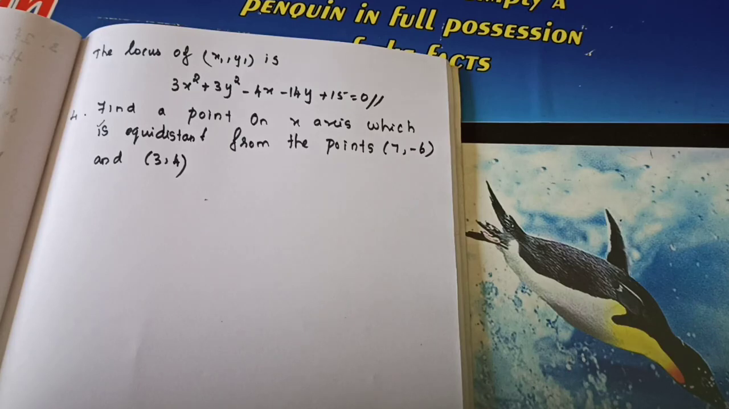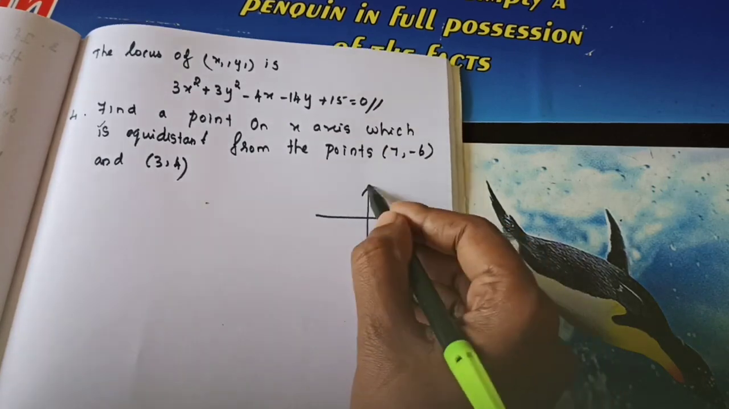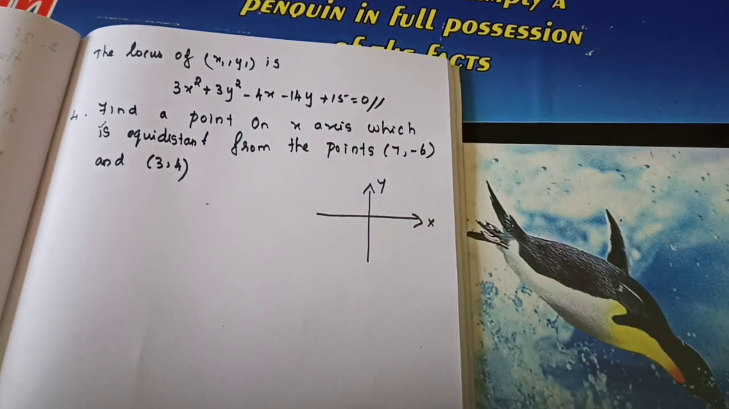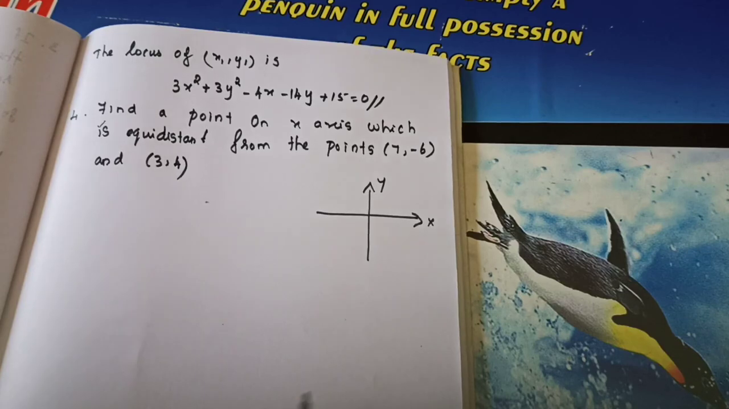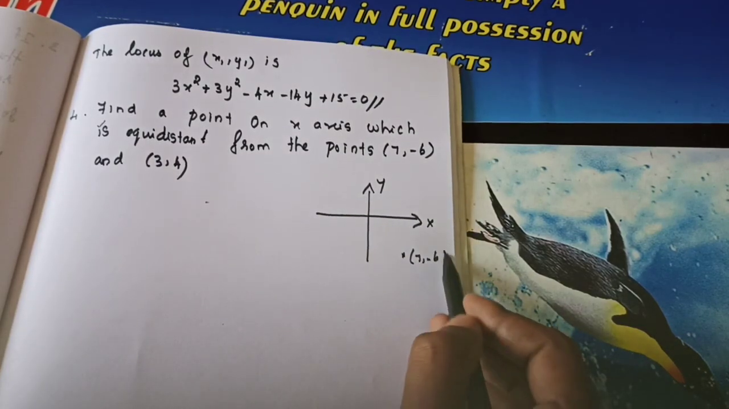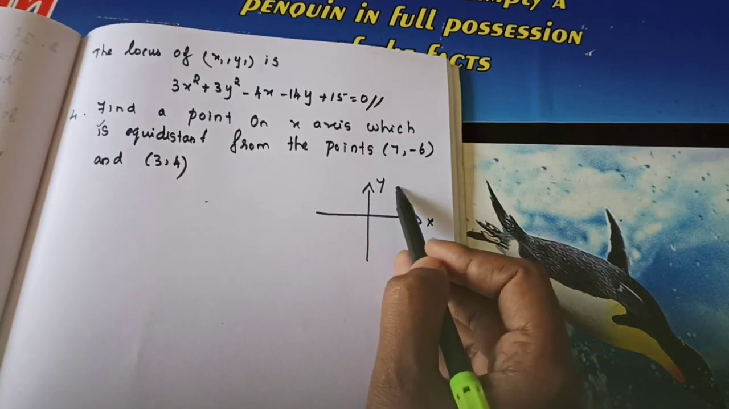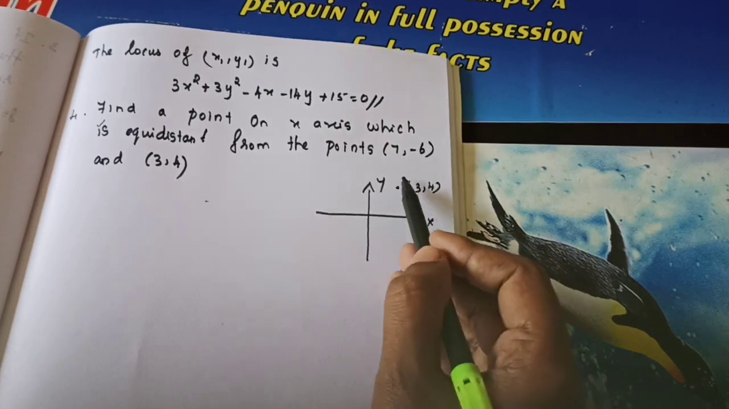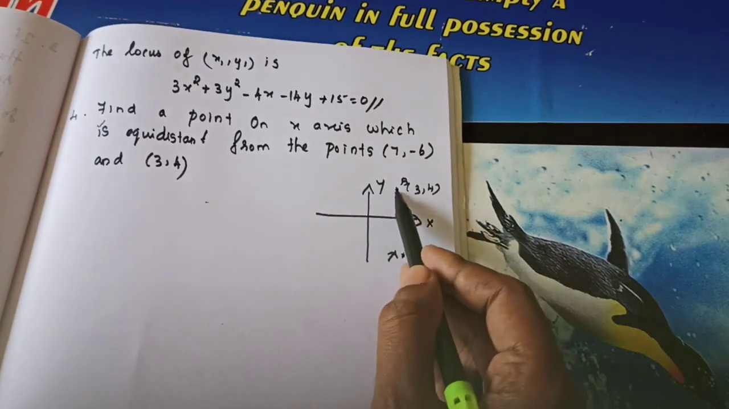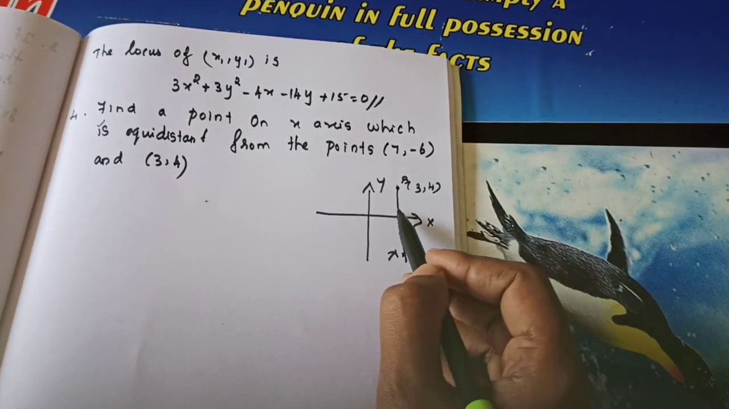Okay, so draw the diagram first. So this is x-axis, this one is y-axis. So what is the question? Find the point on x-axis. Okay, on the x-axis. First you plot the point 7, minus 6. It will be approximately here. Okay, 7, minus 6. Then one more point 3, 4. Approximately I am drawing 3, 4. So it is B point, it is A point. Join these 2 points. Okay, these 2 points. It will cut here, in the x-axis.